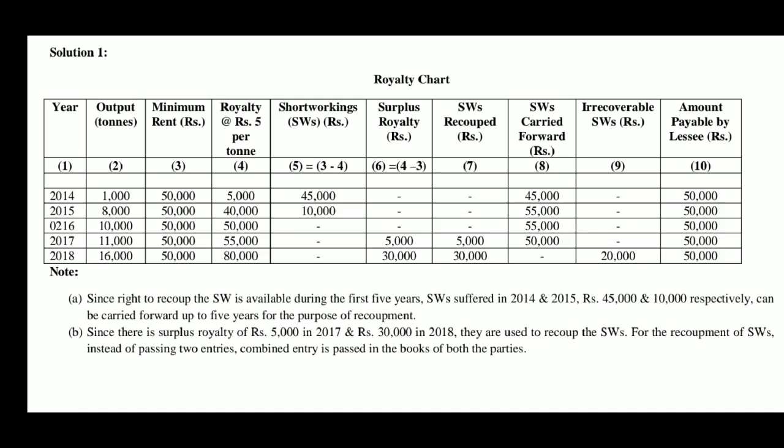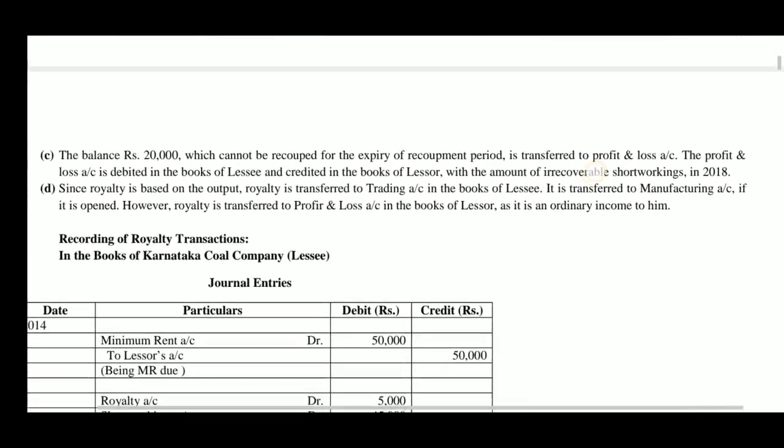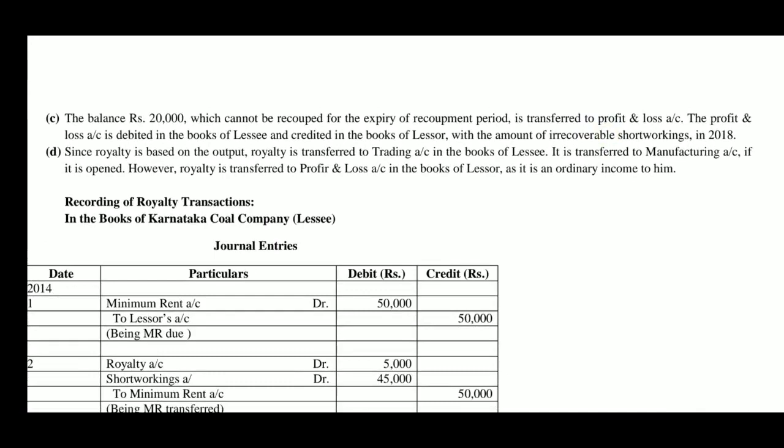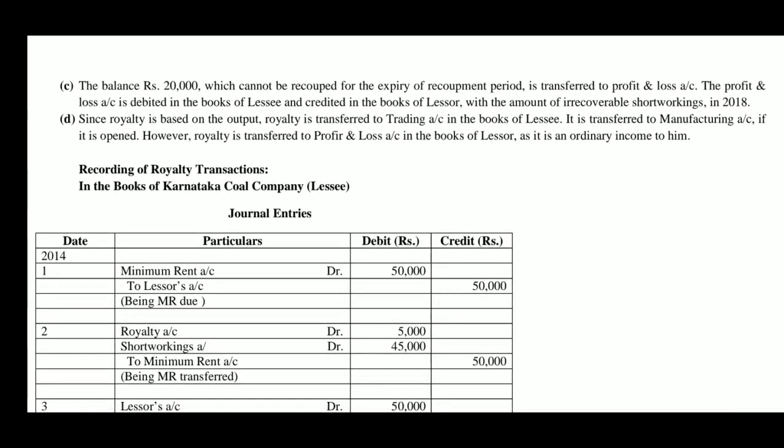The balance rupees 20,000 which cannot be recouped before the expiry of the recoupment period is transferred to profit and loss account. The profit and loss account is debited in the books of lessee because irrecoverable short workings will be treated as loss to the lessee. Therefore, it is debited to profit and loss account, and it is a gain to the lessor. Therefore, it is credited in the books of lessor, that is, profit and loss account is credited in the books of lessor with the amount of irrecoverable short workings of rupees 20,000 in the year 2018. See working note number D.